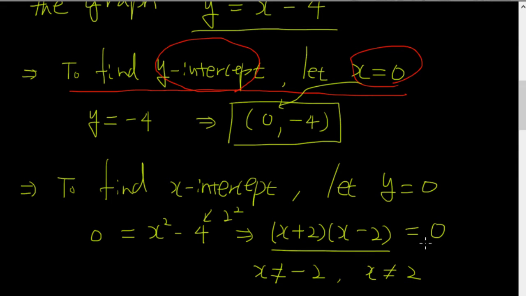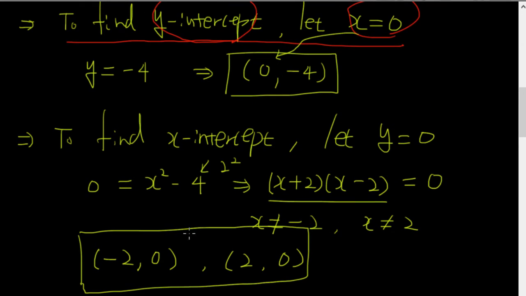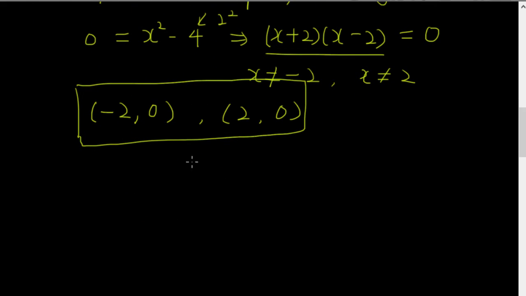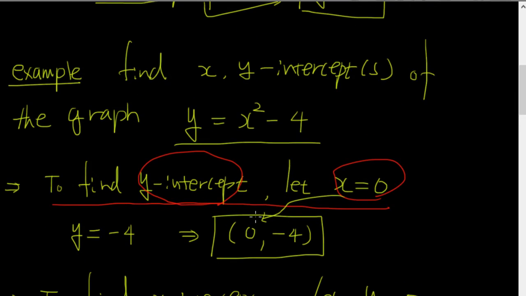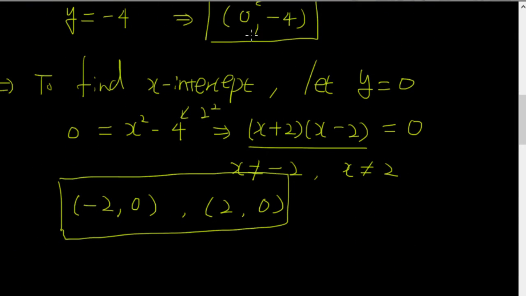How do we solve this? We set each factor equal to 0, and we talked about this in our previous chapters. So as actual points, we have negative 2 with y equals 0, and 2 with y equals 0. So we have the x-intercepts and the y-intercept. If we combine those, this question is just simply asking us to find the x and y intercepts, so we have our answer.